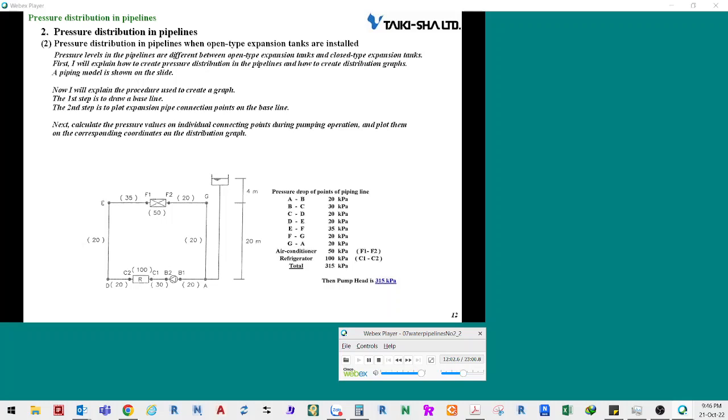The first step is to draw a baseline. The second step is to plot expansion pipe connection points on the baseline. Next, calculate the pressure values on individual connecting points during pumping operation, and plot them on the corresponding coordinates on the distribution graph.